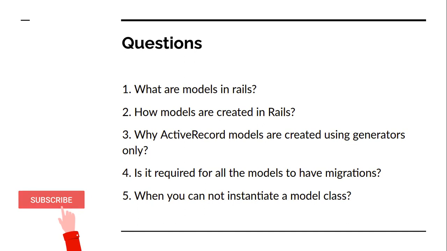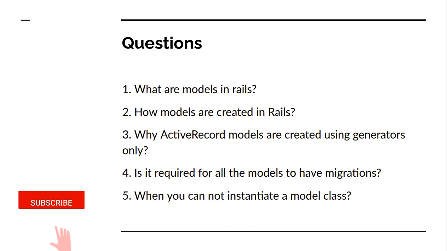How are models created in Rails? We can create Active Record models using the Rails generator. Why are Active Record models created using generators only? We already saw the reason: whenever we generate an Active Record model, there is a migration associated with it, and every migration has a unique timestamp with year, month, day, hours, minutes, and seconds. If we create that manually, it is hard to provide a valid or accurate machine-dependent timestamp. So that's why we always create Active Record models using generators.